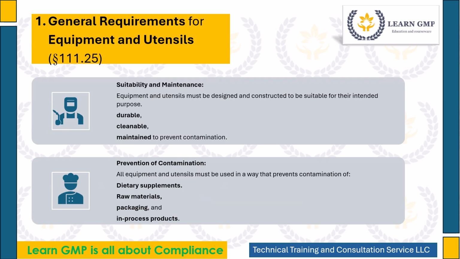General Requirements for Equipment and Utensils, Section 111.25. Suitability and Maintenance. Equipment and utensils must be designed and constructed to be suitable for their intended purpose. They must be durable, cleanable, and maintained to prevent contamination. Prevention of contamination. All equipment and utensils must be used in a way that prevents contamination of dietary supplements, raw materials, packaging, and in-process products.